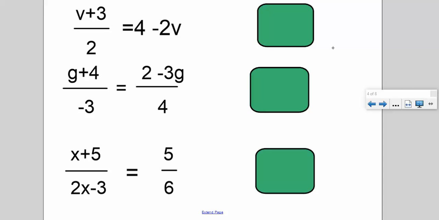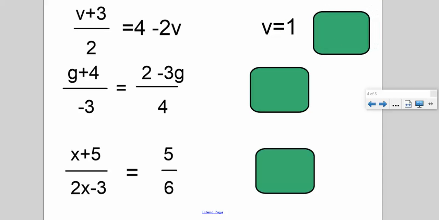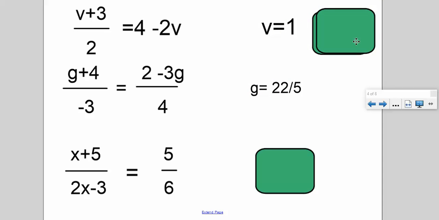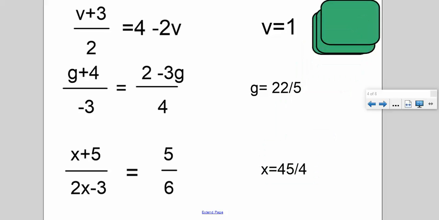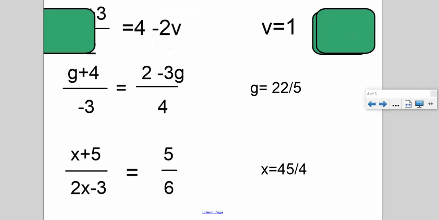All right, I'm assuming you've tried out all 3 problems. You got the answer is v equals 1 for the first one, g is 22 over 5, and x is 45 over 4. The last 2, we can't really guess those numbers, right? Whereas we might be able to plug in 1 and be like, oh, that makes sense. So let's try to solve these.